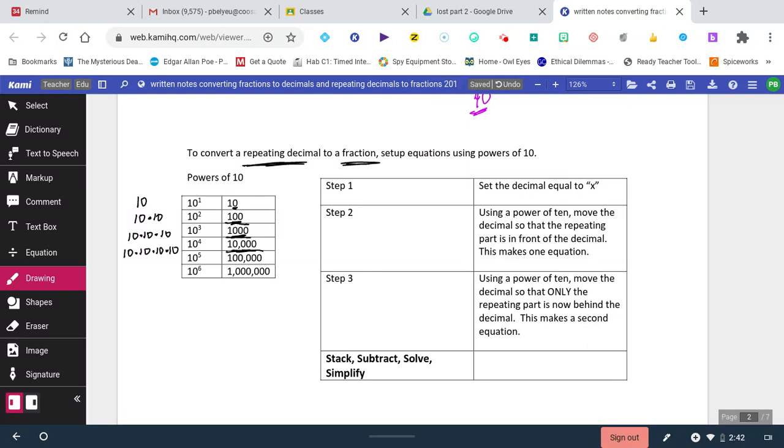Now, before I even get into this chart over here on the right, I'm going to talk about what a power of 10 does to a decimal.